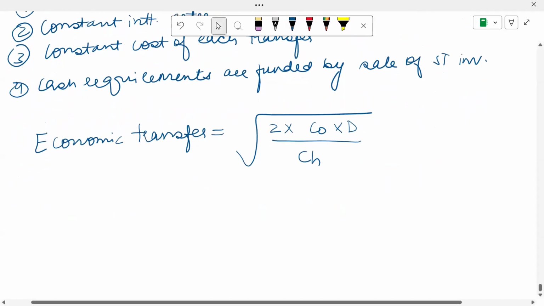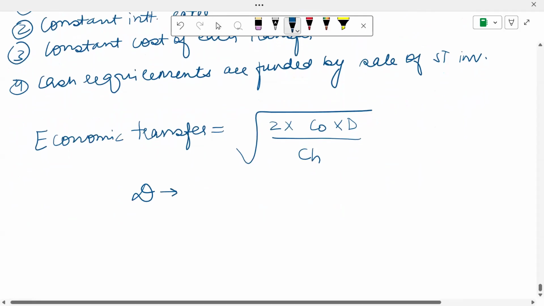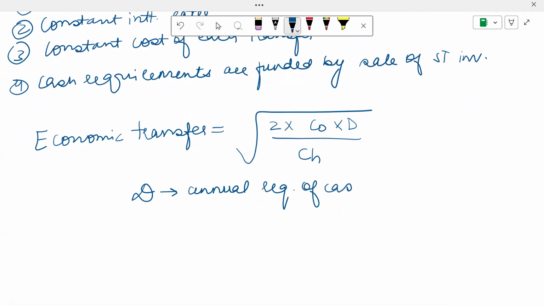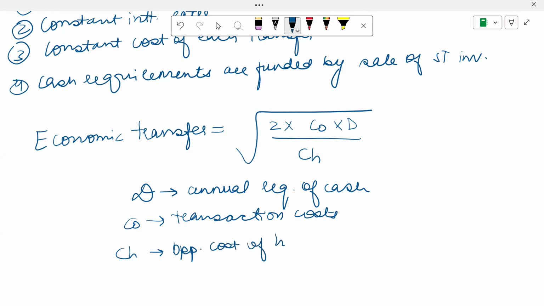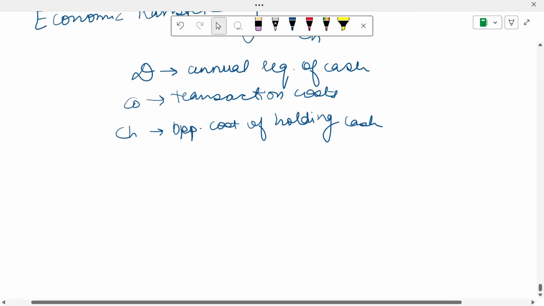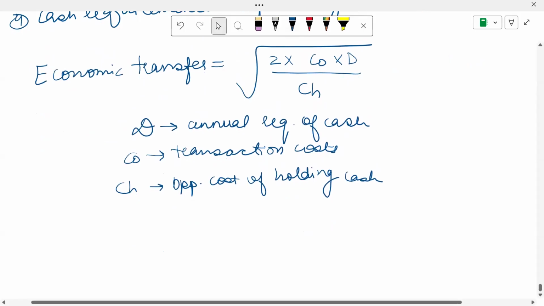Now let's see what all these variables are. D represents your annual requirement of cash. CO is nothing but your transaction cost. And CH is nothing but the opportunity cost of holding cash. That means the difference between the interest rate that you get on your short-term investments and on cash or your savings account. So this is the formula that it has given.